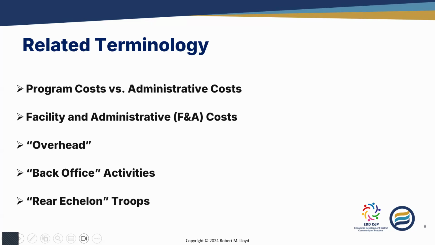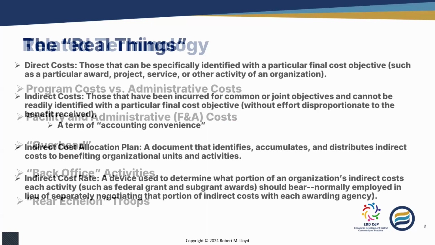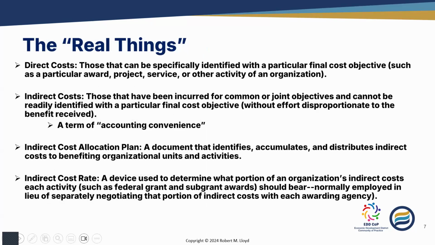Turning to slide number 7, let's pull out from the applicable federal requirements the real things, the terminology that is used throughout the policy documents related to this subject. And the first one is direct costs. Direct costs are those that can be specifically identified with a particular final cost objective, such as a particular award, project, service, or other activity of an organization.